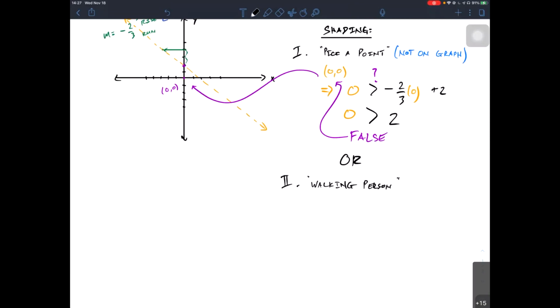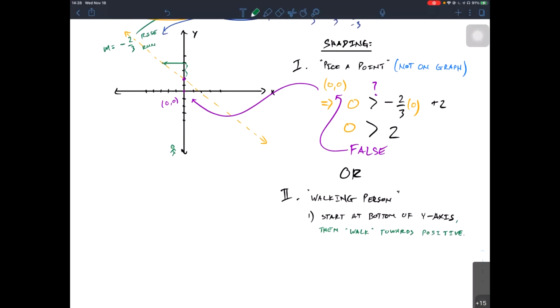So this is what you need to know. So step one, start at the bottom of the y-axis. So imagine, if you will, you're a stick person and what you're going to do is you're going to move in the positive direction. Right? Start at the bottom of the y-axis and walk towards positive. In other words, you're going to be starting here and then you move up and you're now here. You're going to move up.